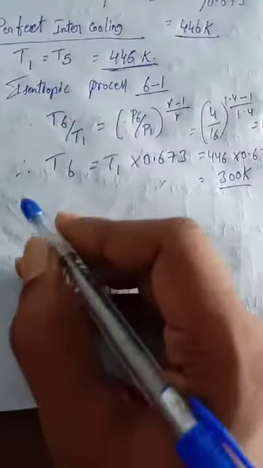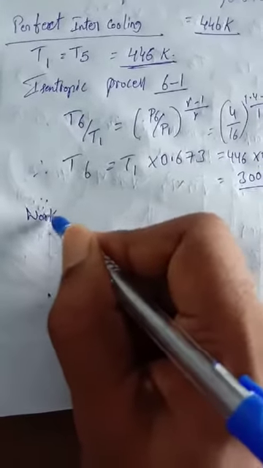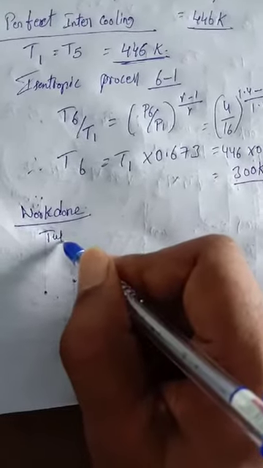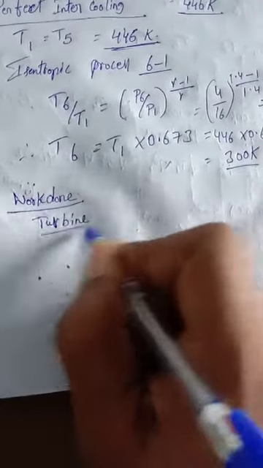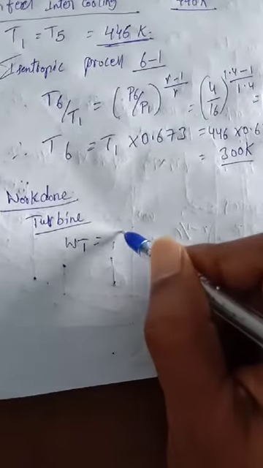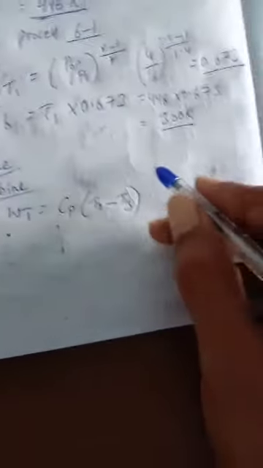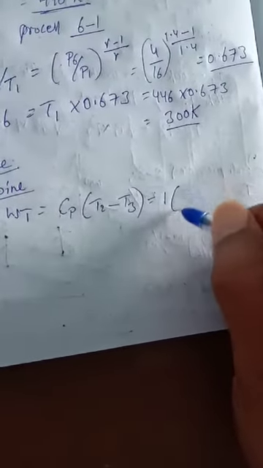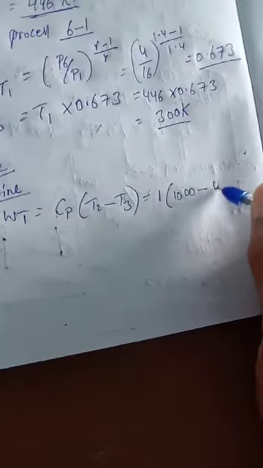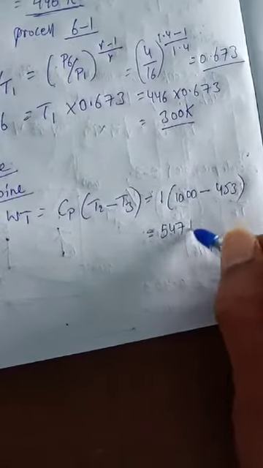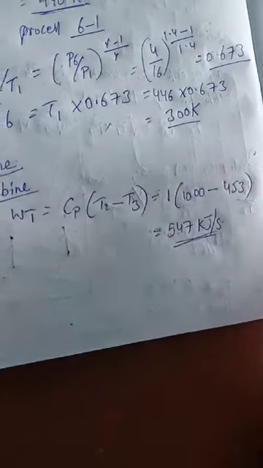Okay, right. So now work done. Now we are going to find out the work done. First, the turbine. So WT is equal to Cp into T2 minus T3. Then Cp is equal to 1, T2 we know, T3 we know. So the answer will come 547 kilojoules per second, or otherwise kilowatts.